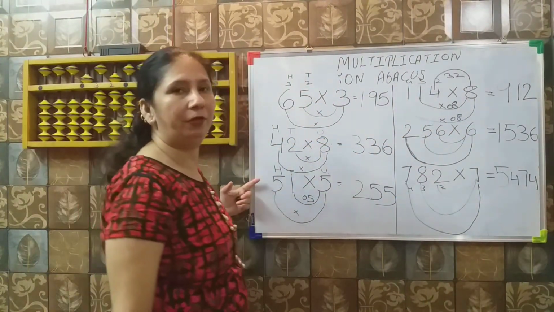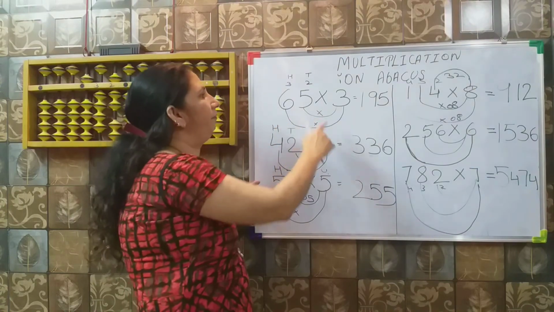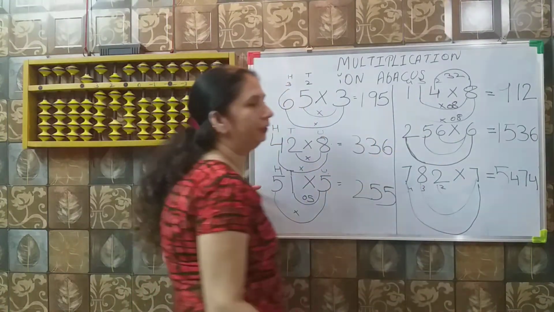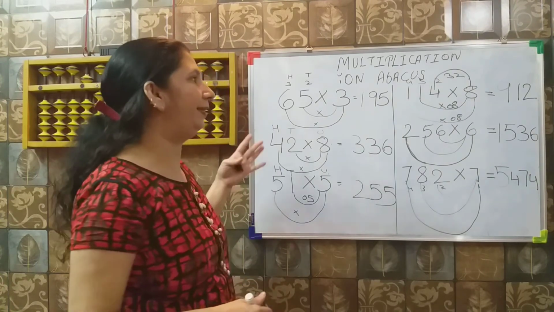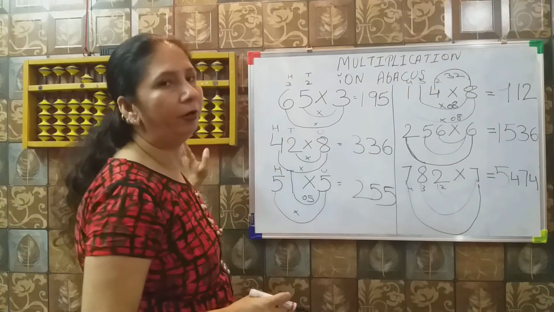In this way you can multiply 2 digits with 1 digit, 3 digits with 1 digit, 4 digits with 1 digit, or 5 digits with 1 digit. In this way you can multiply on abacus in a simple way.